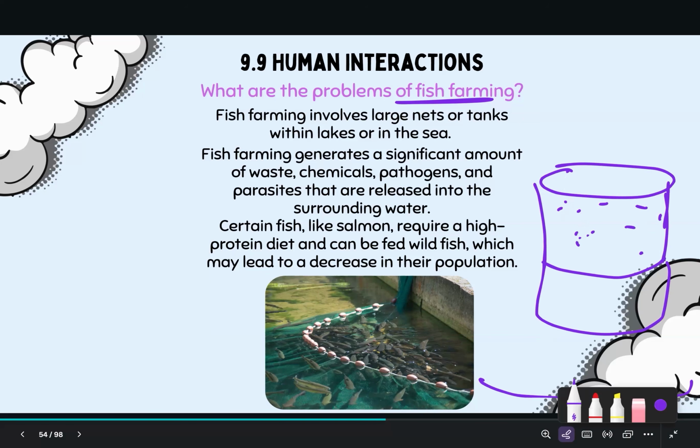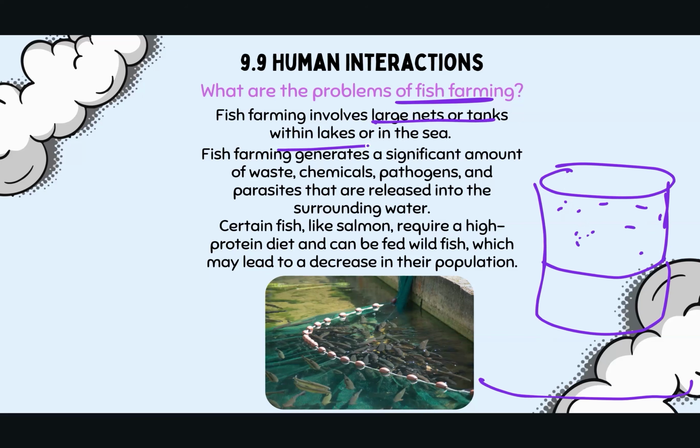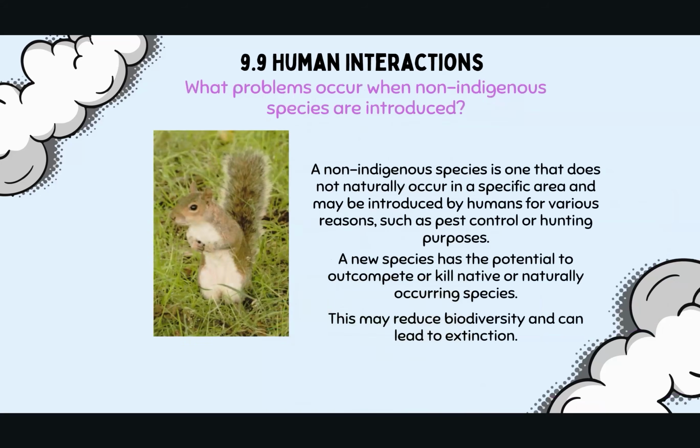So fish farming involves large nets or tanks within lakes or in the sea. Fish farming generates a significant amount of waste, chemicals, pathogens, and parasites that are released into the surrounding water. So certain fish, like salmon, require a higher protein diet and can be fed wild fish, which may lead to a decrease in the local population of the wild fish. So there's a few issues with this.